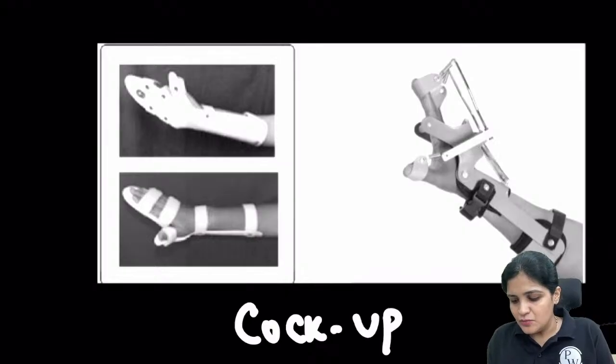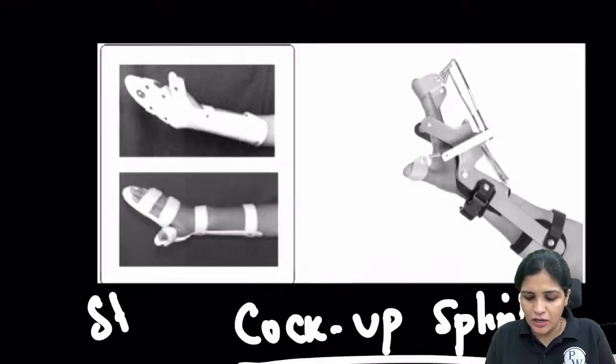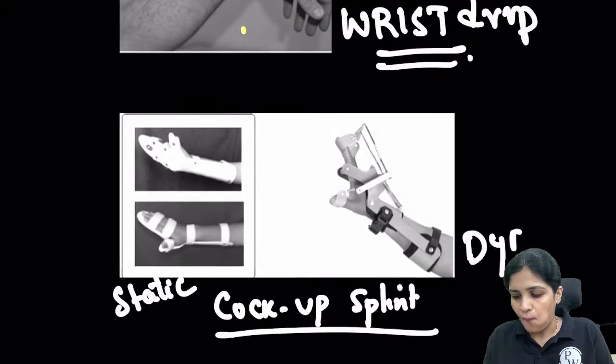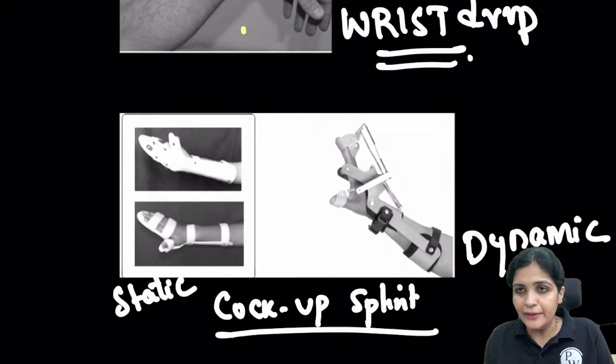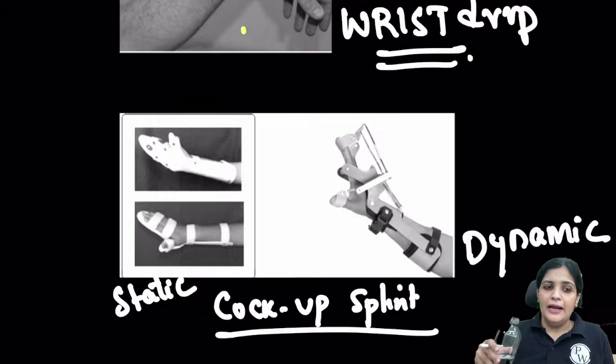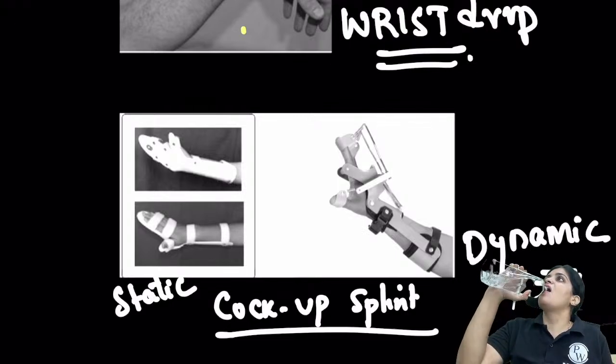Cock-up splint. So what is A? Static cock-up splint. B is dynamic cock-up splint. So there are two types of cock-up splint. One is your static. The second one is your dynamic cock-up splint.